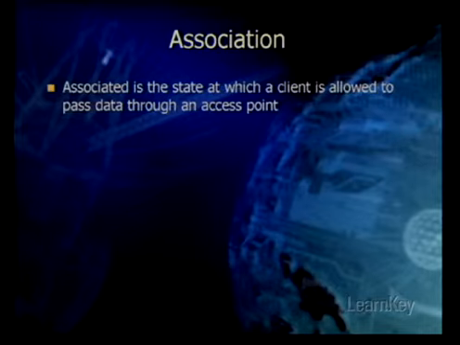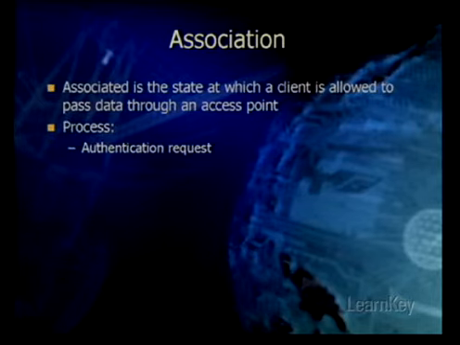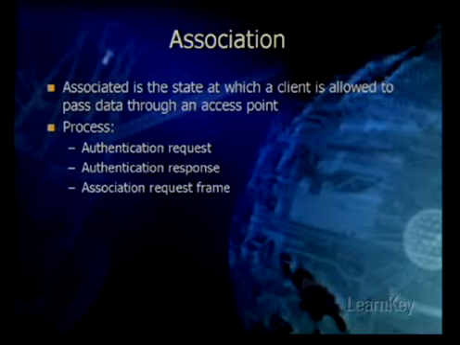The process of becoming associated is as follows. When a client wishes to connect, they send an authentication request to the access point, and in response will receive an authentication response frame. After authentication is completed, the station will send an association request frame to the access point, who in turn will reply back to the client with an association response frame, either allowing or disallowing association.